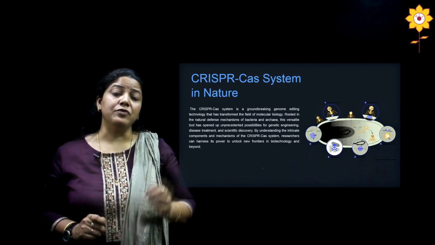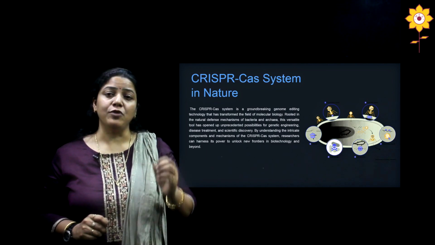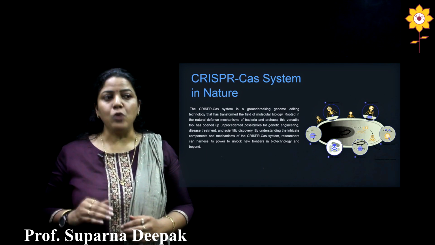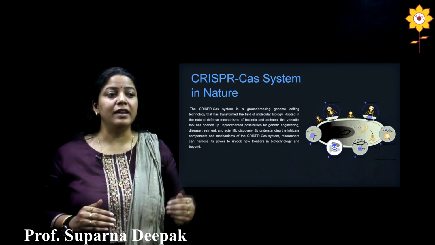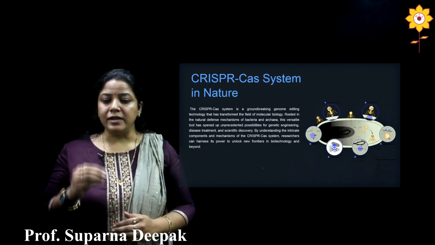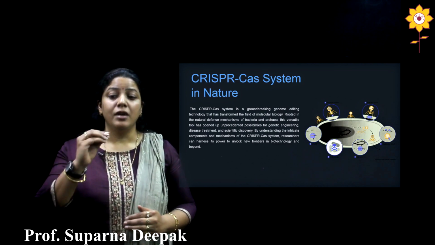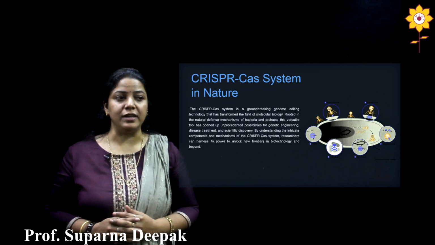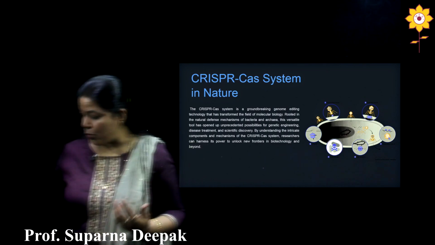So in this lecture, we will talk about what the role of this CRISPR-Cas system is in nature. It is found in bacteria and in archaebacteria, and it is one of the important methods of immunity for these bacteria. So let us understand how it works.